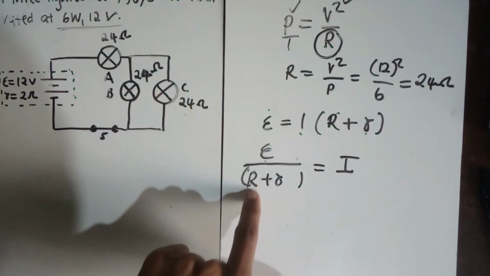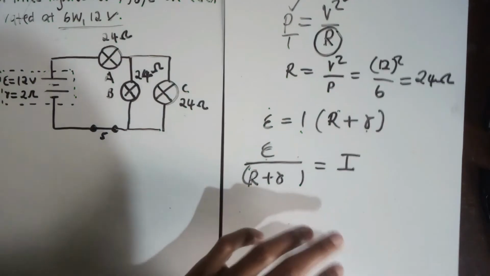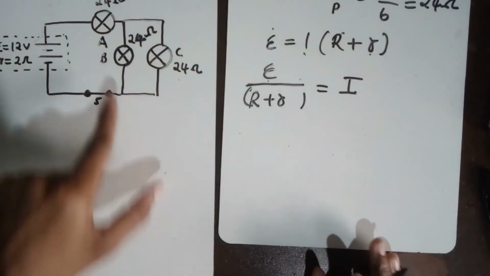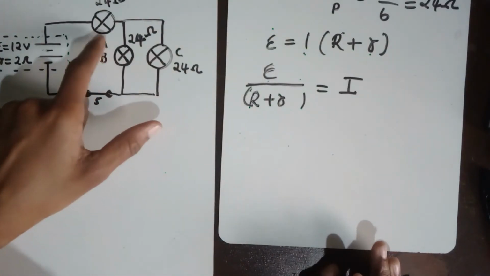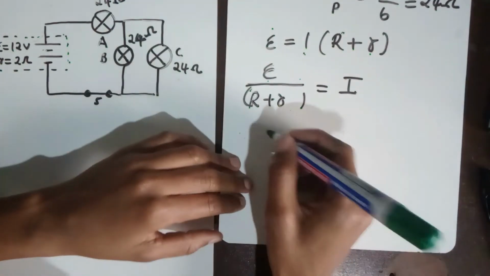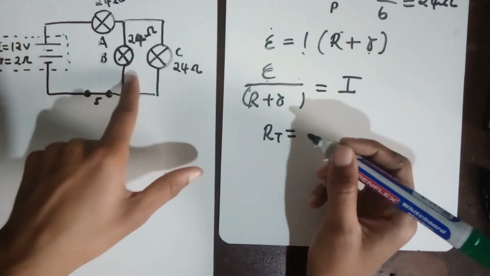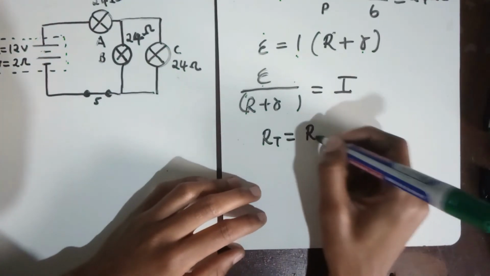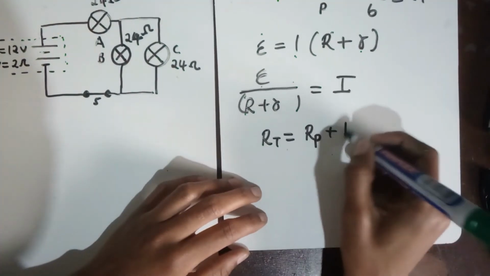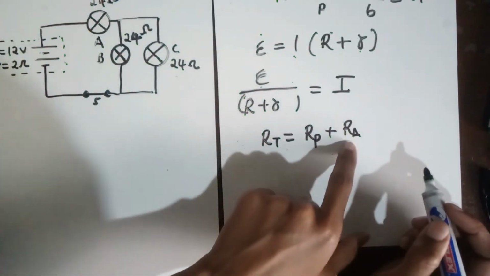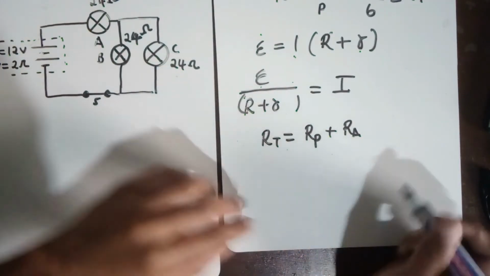But let us first find R. How do we find R? There are two things that we're noticing. To find the total resistance, we have to say the total resistance is made up of these two resistors that are connected in parallel, R parallel, plus RA. We know what RA is, 24, but let us find what RP is.